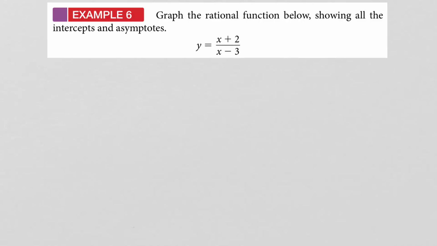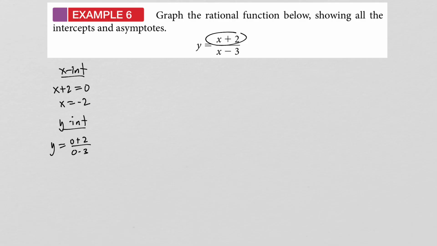So for our next example, graph the rational function below. Again, show all intercepts and asymptotes. So if we find the x-intercept, remember we're just going to take the top of the fraction here, set that equal to 0. That gives us x equals negative 2. To get the y-intercept, we're going to let x equal 0. So y will be 0 plus 2 divided by 0 minus 3, which is negative 2/3.